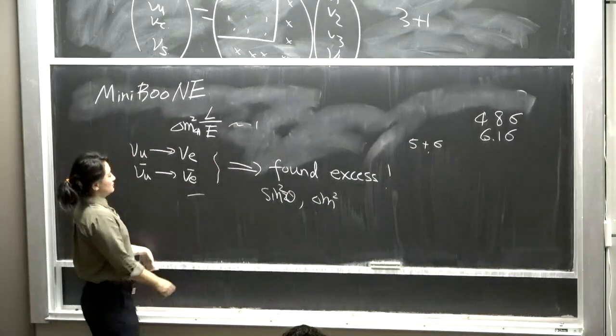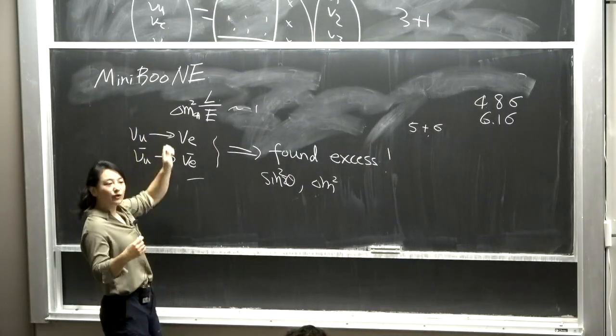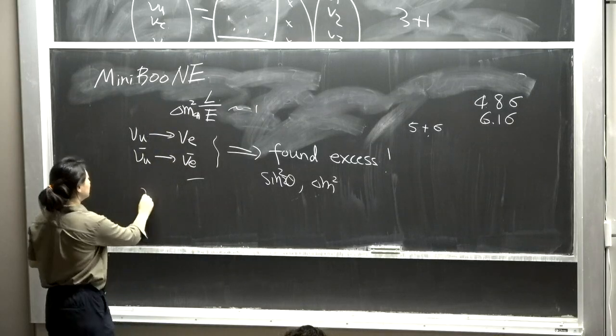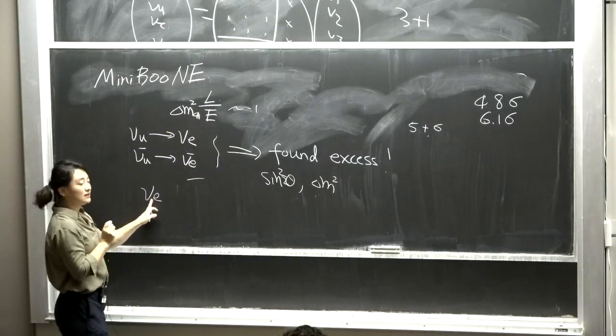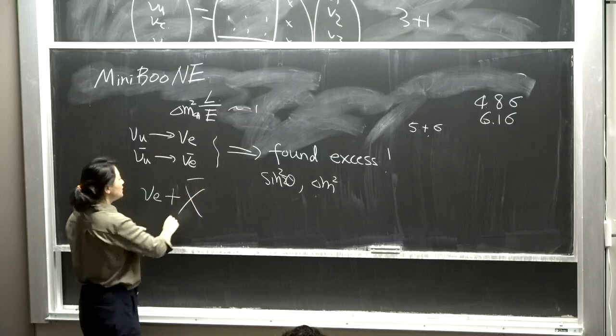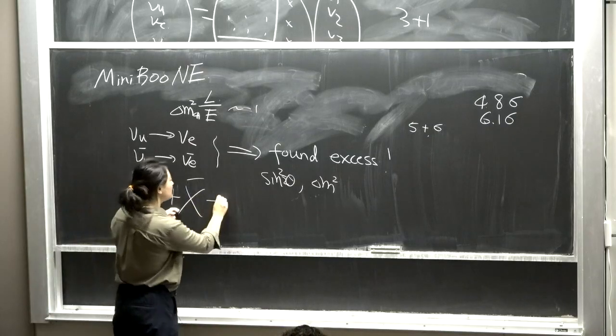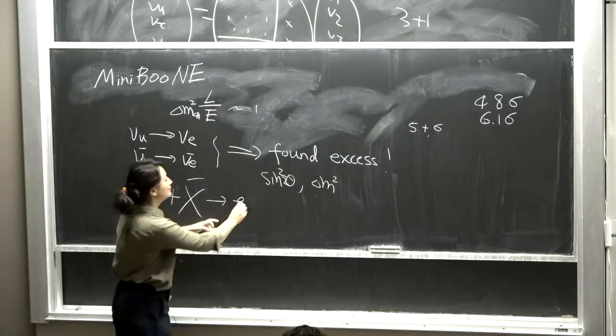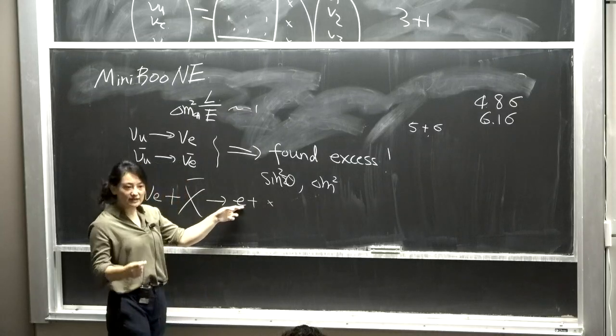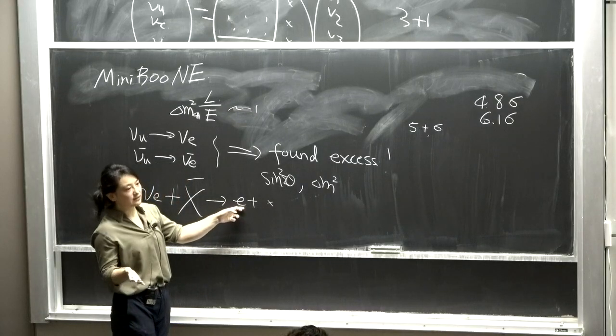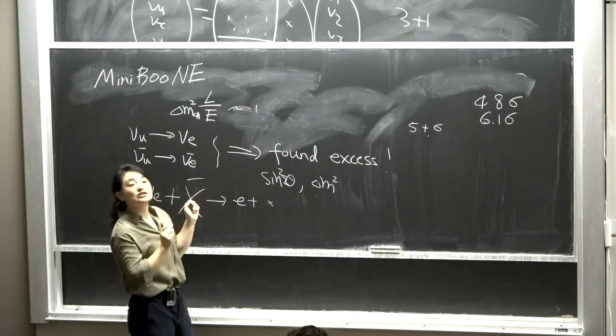One thing, for instance, in MiniBooNE that people argue a lot about is that if you think you see a nu E, which means you have nu E interacting with something and giving you an electron plus something else, then you see this electron, but it's pretty energetic. These are, let's say, GeV scale electrons.